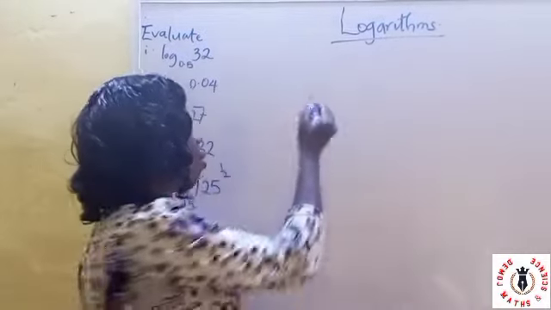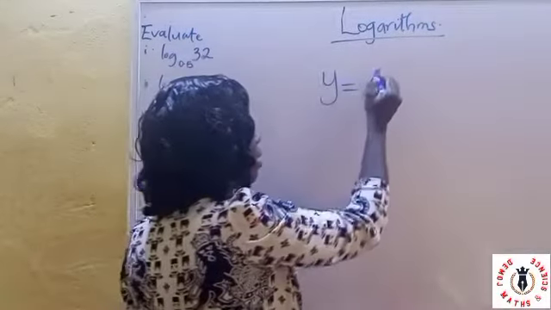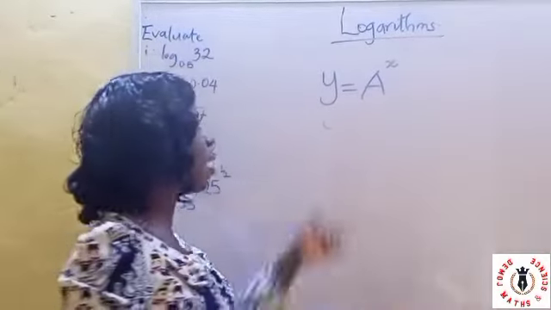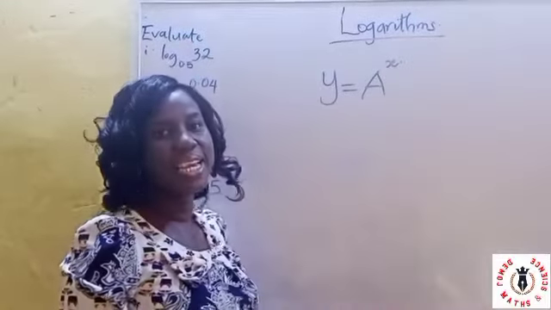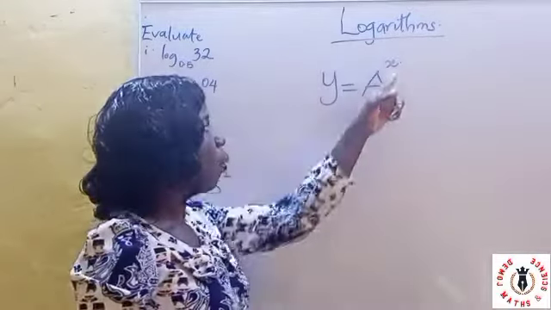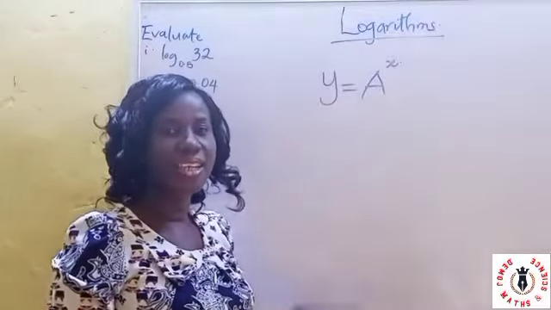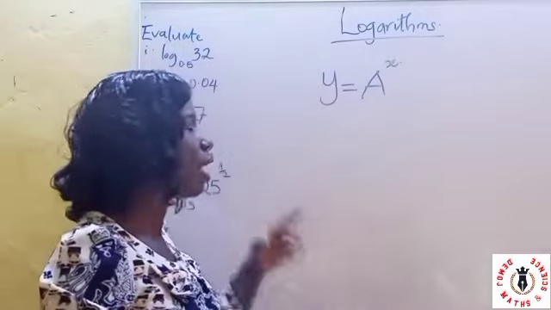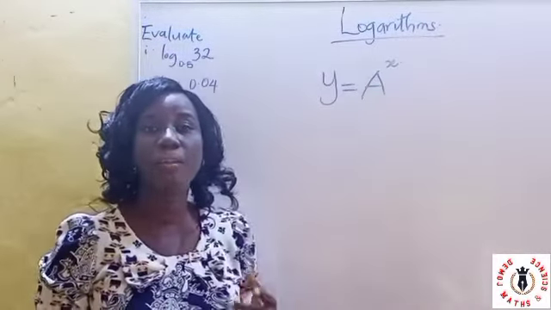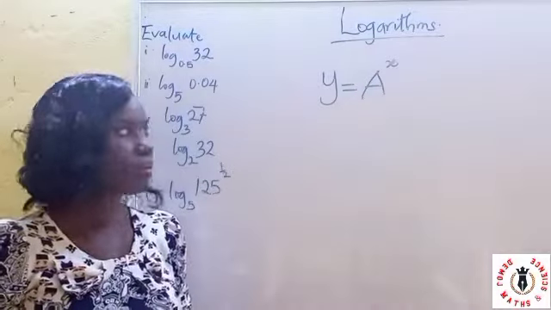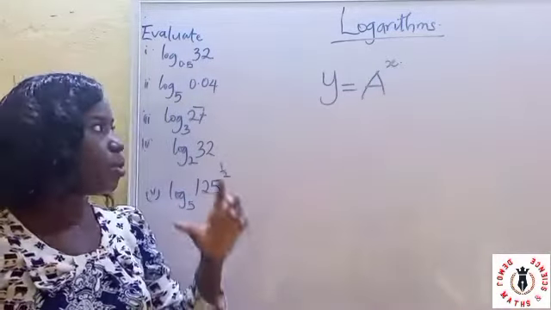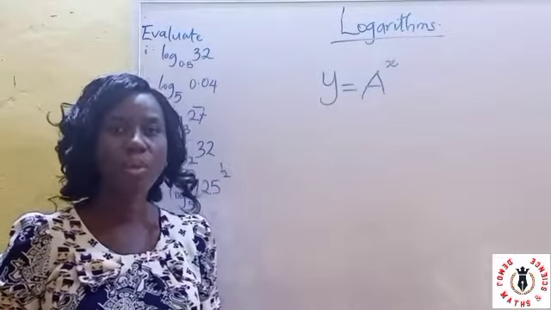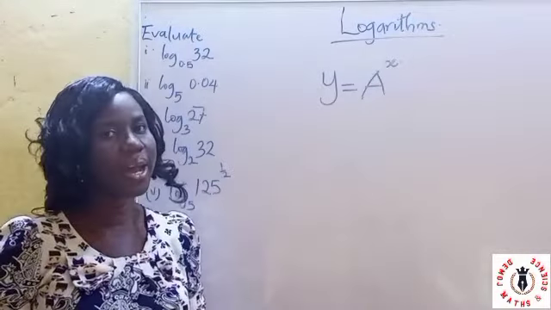From the previous class on indices, we want to describe indices in this simple mathematical notation. I'll be using y equals a raised to the power of x, where for the number y, a is the base while x is the index of the number. Now, when we talk about index, it's actually the power or the exponent. So you can call it index, exponent, or the power to which a number is raised.